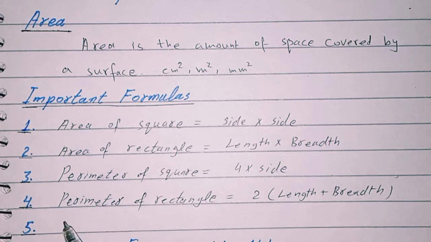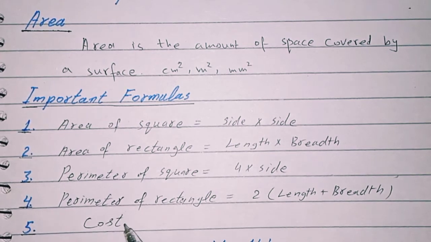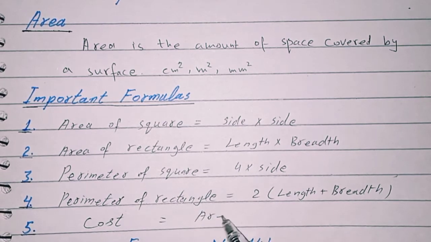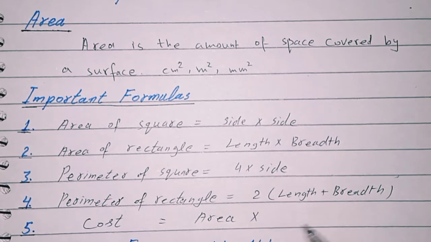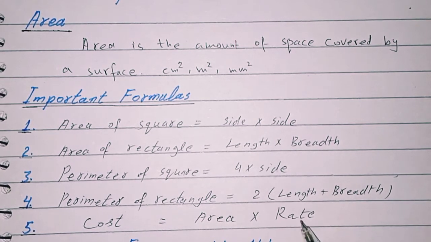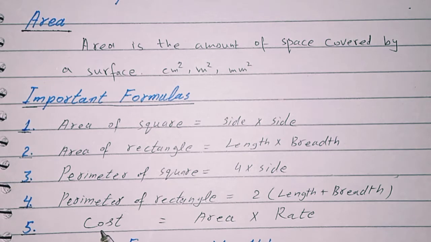And next one, fifth formula is for finding cost of anything. If we want to find cost of anything, we will multiply area with rate. Rate will be given. When we multiply rate with area with the same units, that will be equal to the cost.